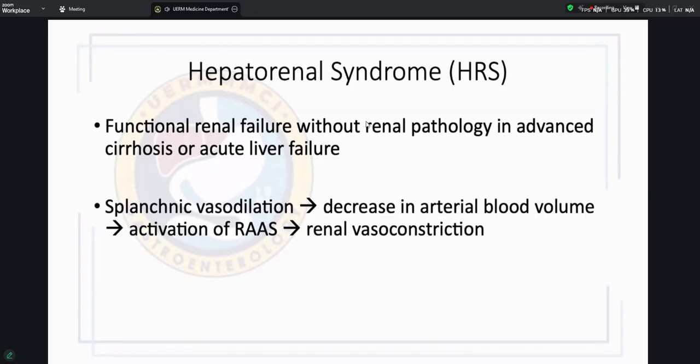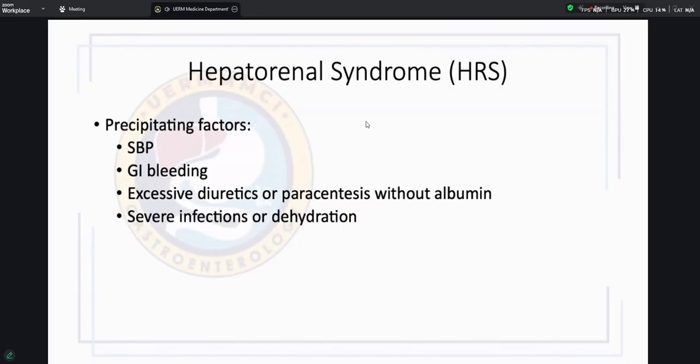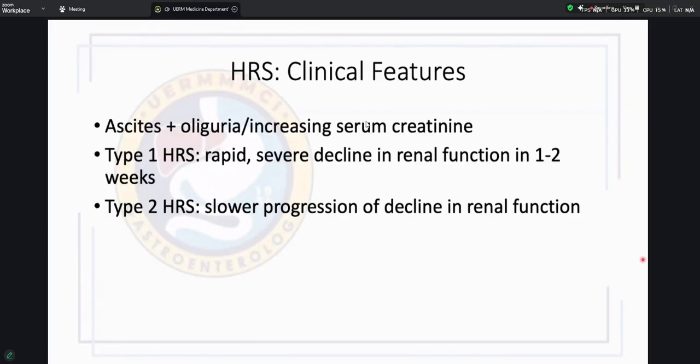But if this is the only problem, then probably all patients with cirrhosis with portal hypertension will have HRS, right? Well, the pathogenesis is most likely multifactorial, but almost always there is a trigger. And the usual precipitating factors are spontaneous bacterial peritonitis, gastrointestinal bleeding, excessive diuretic use, or paracentesis without albumin, and severe infection or dehydration. We suspect HRS in patients with ascites and worsening kidney function, so there will be progressive increase in the creatinine and there may be oliguria.